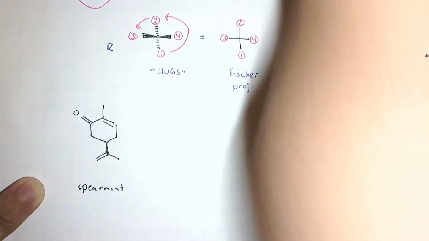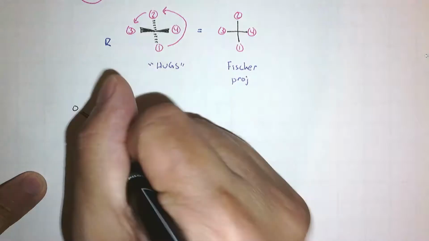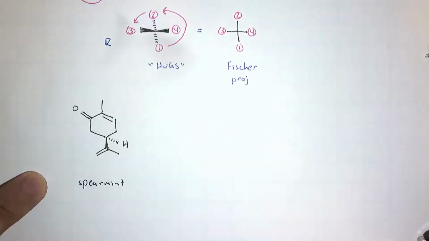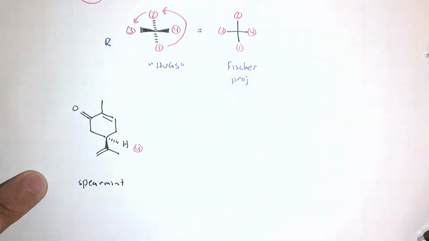And after the video, you could do carvone and make sure that they are different. They have different R/S designations. Okay, here is my dash. There's my hydrogen, implied hydrogen, and that's priority number 4, obviously.